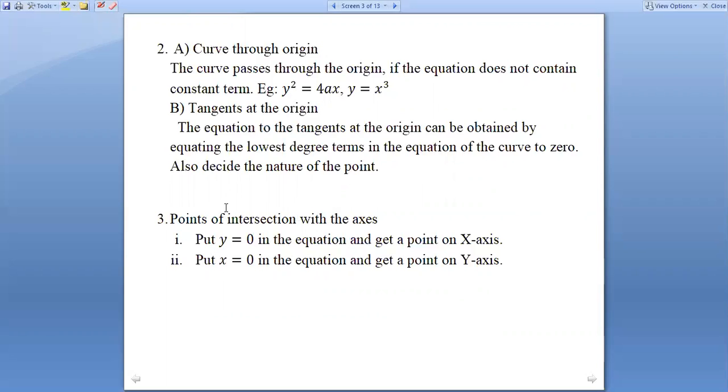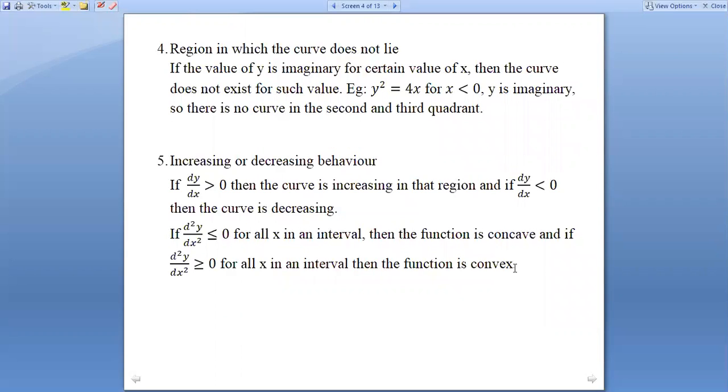The third one is to find the points of intersection with the axes. To find this, what we do is we put y is equal to 0. If we put y is equal to 0, we get a point on the x-axis, because any point on the x-axis is of the form x comma 0. And if you put x is equal to 0 in the equation, you get a point on the y-axis. That is how you find out points of intersection with the axes.